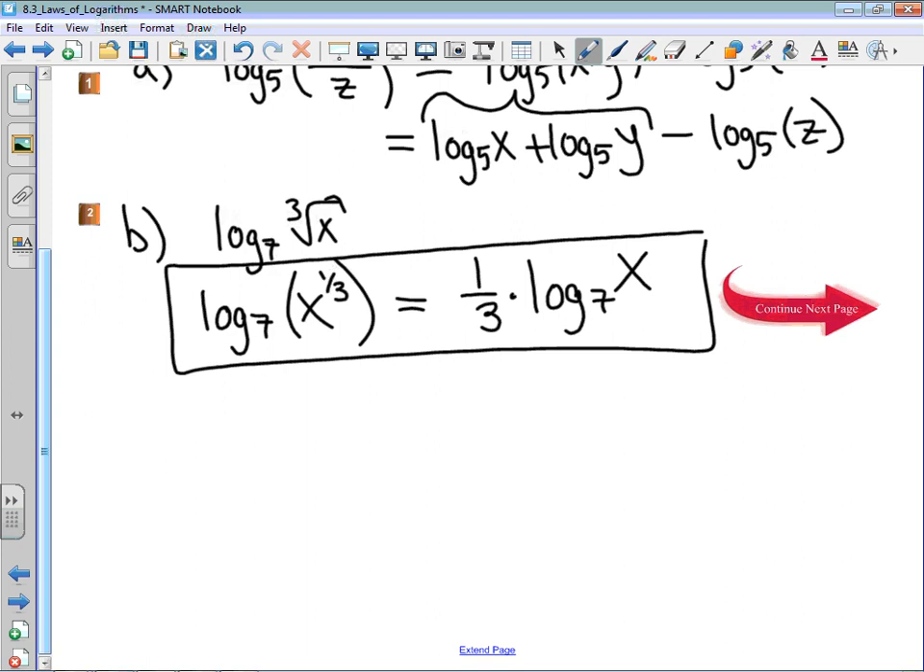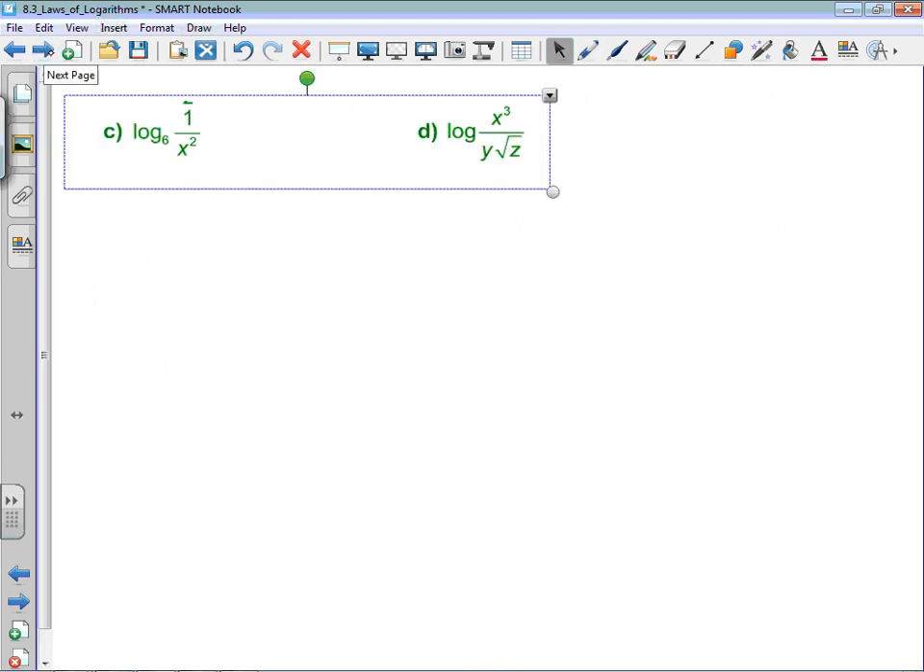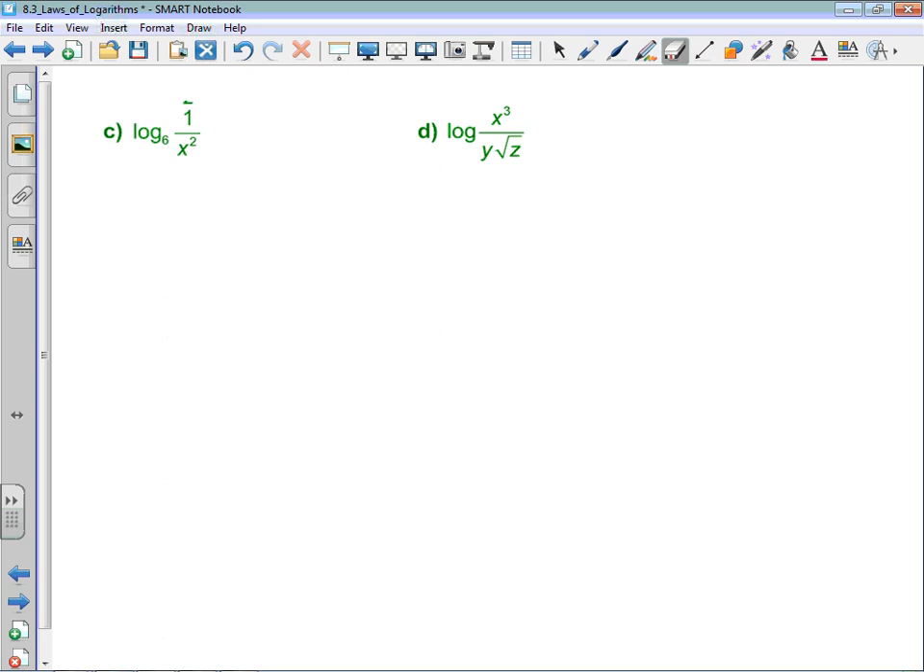Okay, I split these other two onto another page just so we could do them separately. There are 2 ways of doing C, and I actually want to do both with you just to make sure we see that sometimes there is another technique. I'll do probably the most obvious one first, which is I'm going to change it to the log base 6 of the numerator minus log base 6 of the denominator.